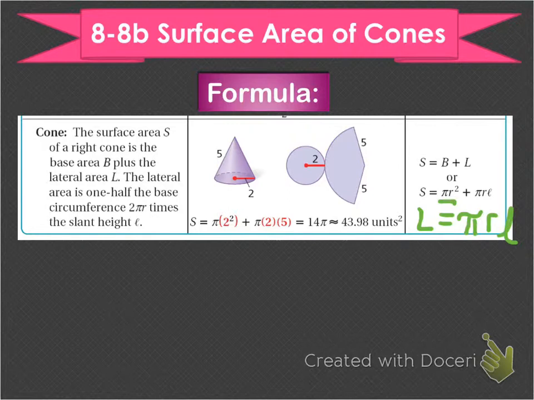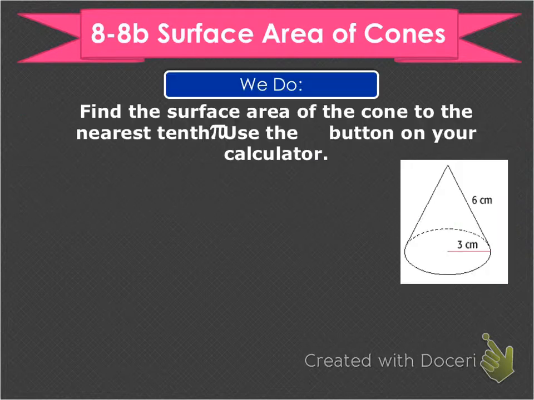So that lateral area is that second section. Now if we're looking at this example, the surface area of the cone to the nearest tenth using the pi button, sorry that kind of got messed up there, but that pi should be over here. Use the pi button on your calculator.